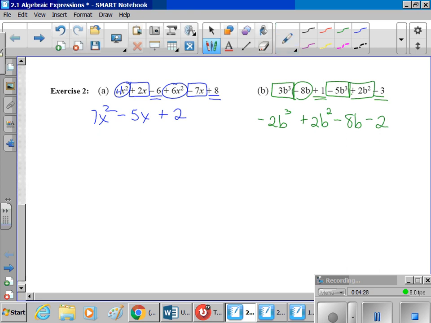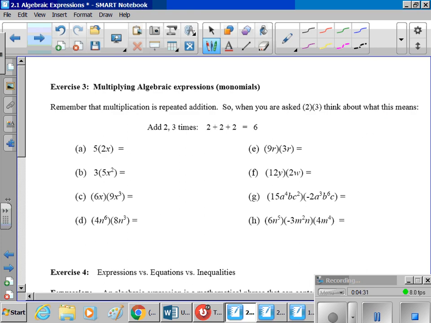Now moving on to exercise 3. We're going to be multiplying algebraic expressions here. We're going to start with monomials, which are one-term terms. So there's nothing in between that's adding or subtracting, so they're all being multiplied together. When you're asked 2 times 3, think about what it means. 2 times 3 is just repeated addition. So it's 2 plus 2 plus 2, 3 times, which is equal to 6. So if you keep that in mind, when you multiply monomials, you multiply the coefficients and then you multiply the variables.